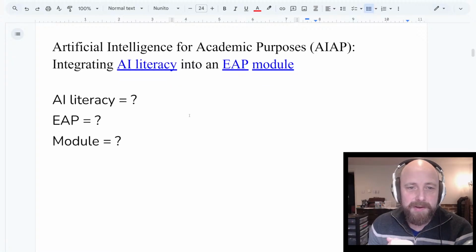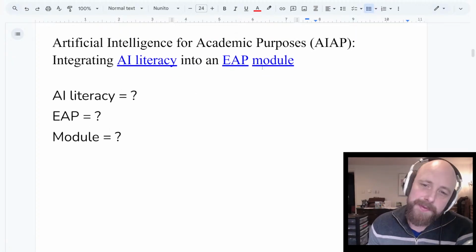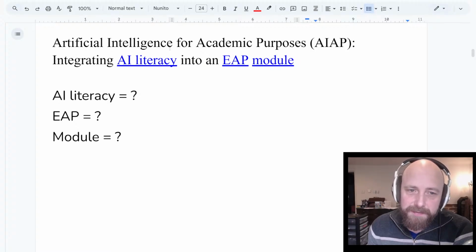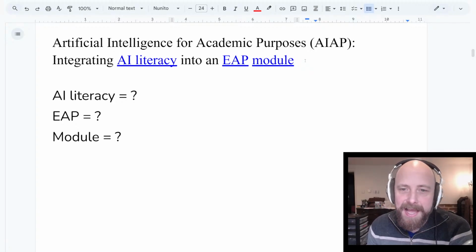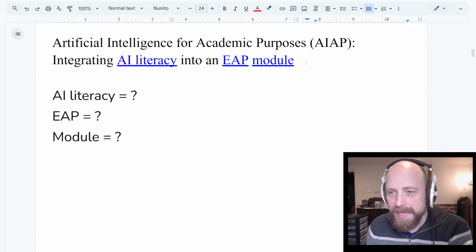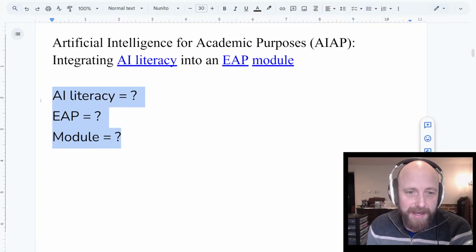So the paper that we're looking at today, this is the title of the paper. The title of the paper is Artificial Intelligence for Academic Purposes, AIAP, Integrating AI Literacy into an EAP module. So, in order to help us understand what on earth that means, let's have a look at some of the terms here. And can you give me some sort of definition of what those terms mean?